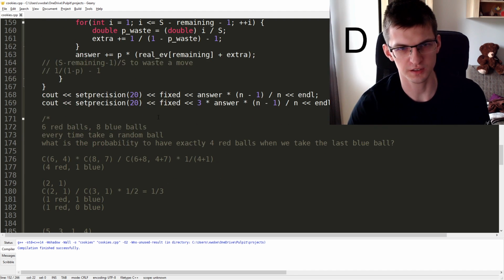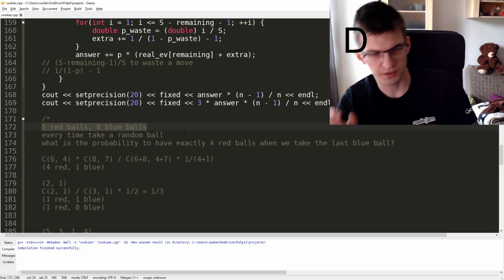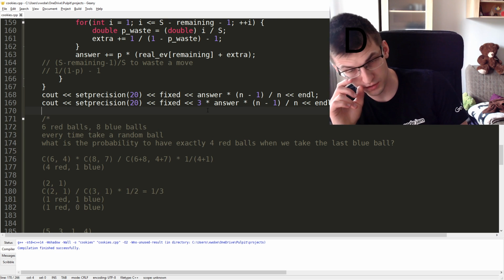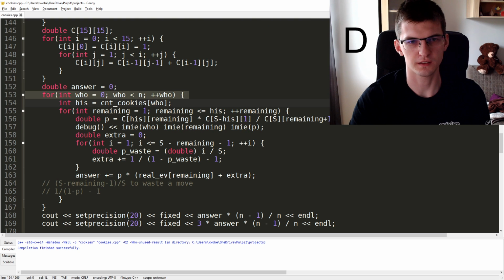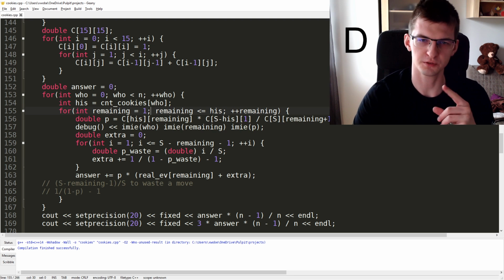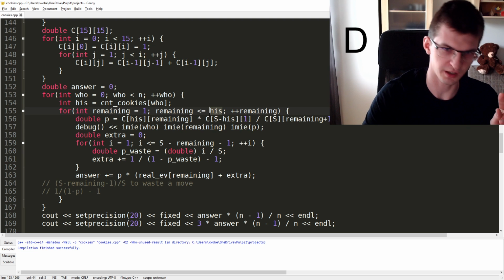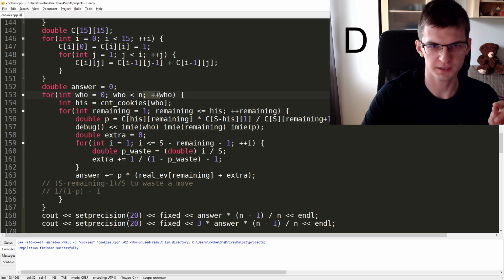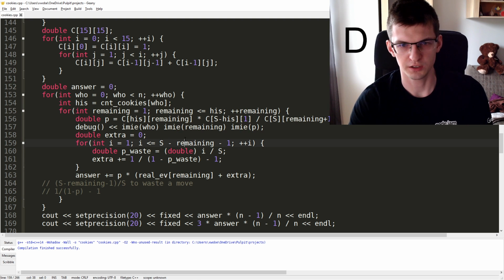Okay, I stated this problem here. We have some number of red and blue balls. Every time take a random ball. What is the probability to have exactly 4 red balls? It isn't that bad, because even though those are two for loops, I iterate over up to the number in the input. The sum of numbers in the input is 300,000. So this combined with that, it is linear. Just iterate over every cookie once. So it is enough to optimize this. And that should be easy.